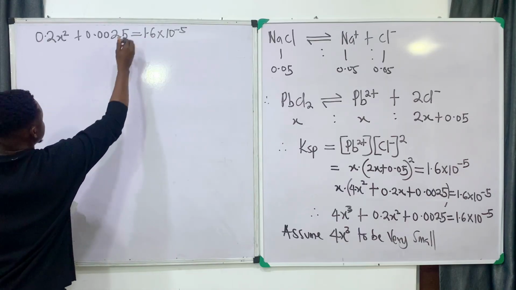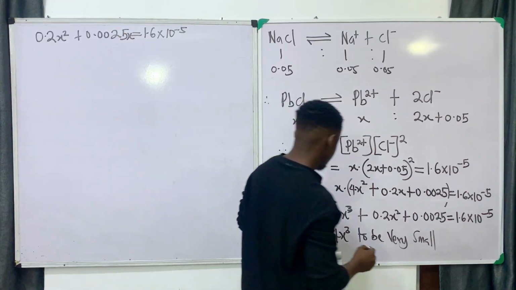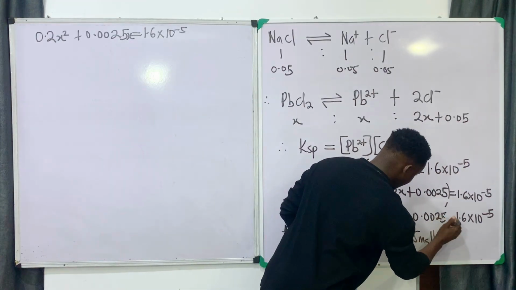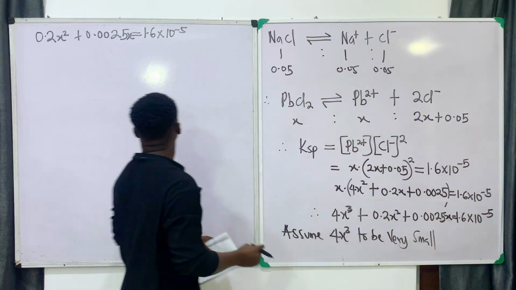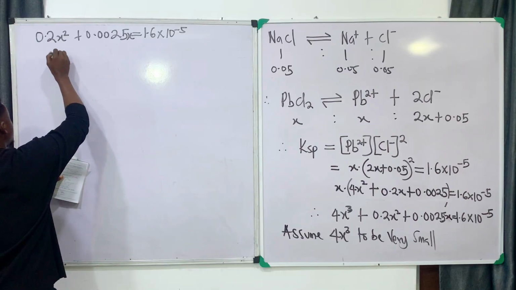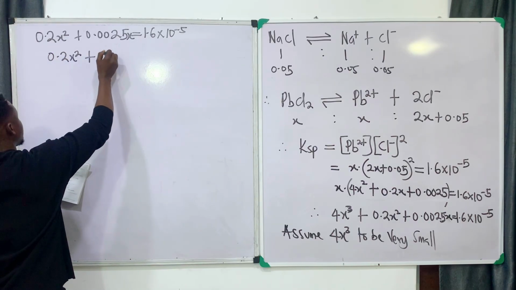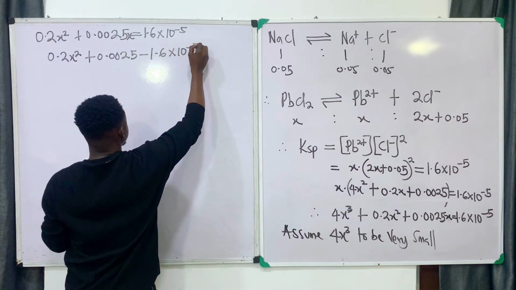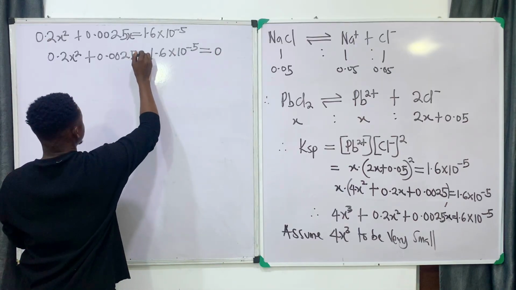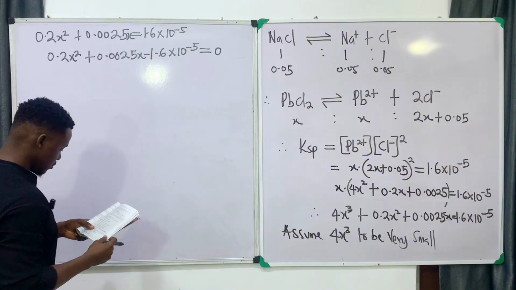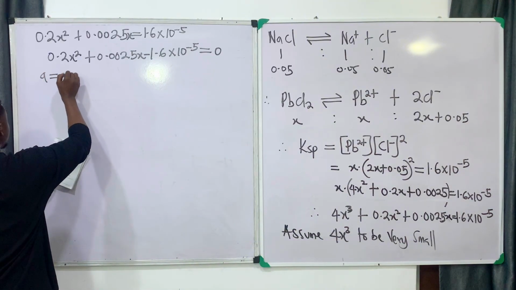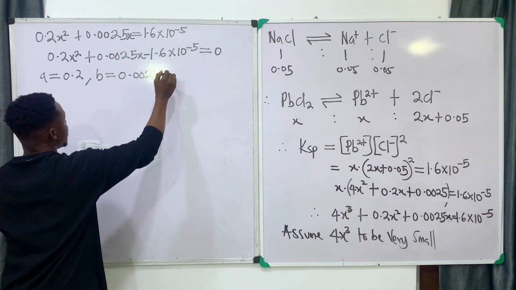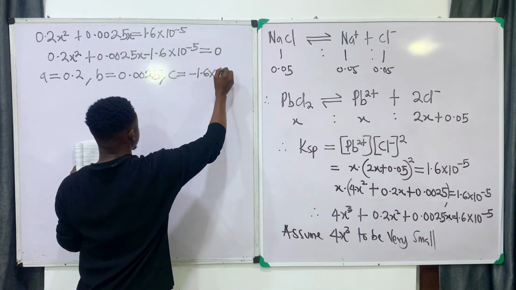Now there should be x here as well, because this x multiplied everything here. So when you bring this one to this other side, this becomes 0.2x squared plus 0.0025x minus 1.6 times 10 raised to the power of minus 5 equals 0. Now this is a quadratic equation, right? Your a is 0.2, your b equals 0.0025, and your c is equal to minus 1.6 times 10 to the power of minus 5.